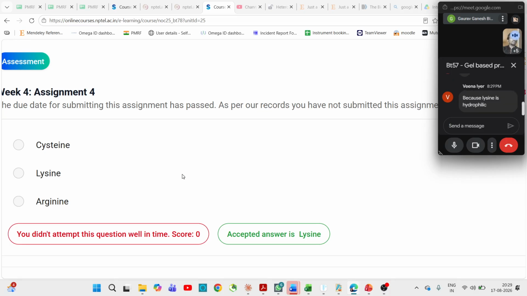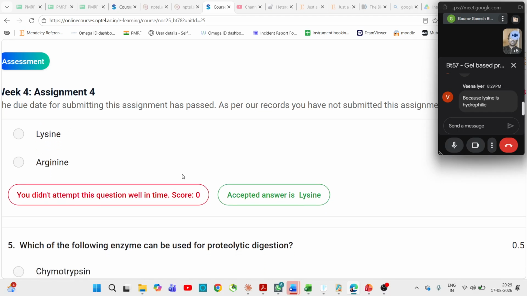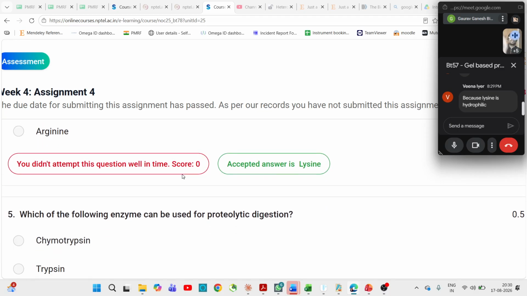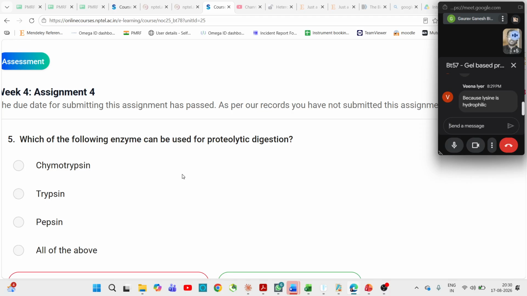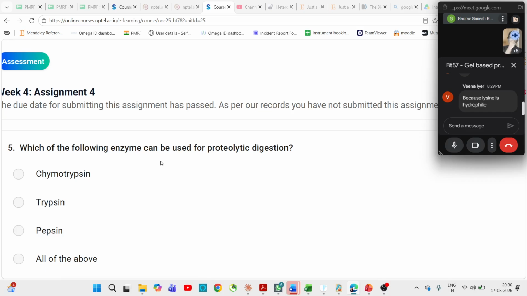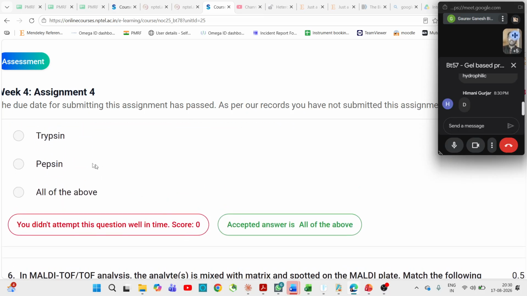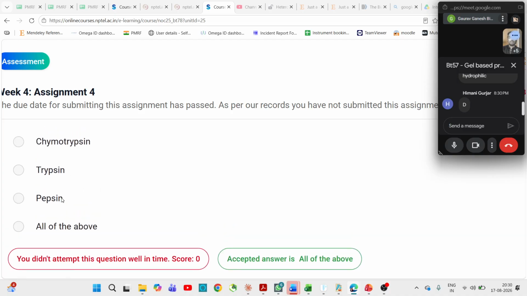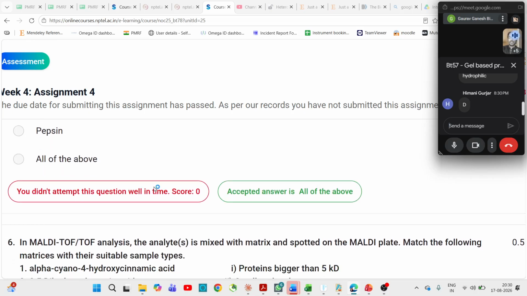If you cannot recall, lysine is hydrophilic, and along with that, it is present in the majority of proteins. At least one lysine will be present in almost all the proteins. That's the reason lysine was selected, along with being hydrophilic. It is on the outer side, so it is easy to interact with the dye. Which of the following enzymes can be used for proteolytic digestion? It's written as can be used, so what all can be used for digestion? Yeah. So everyone has their own way of digesting. We know trypsin, pepsin and chymotrypsin have their own way of cutting, making peptides.